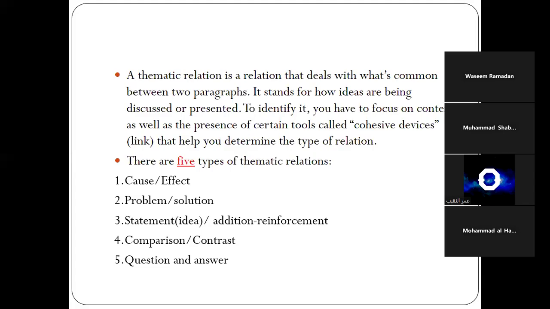Compare contrast. It happens when a certain paragraph is talking about similarities, and then the other one starts with a tool of contrast, however, on the other hand, and then he goes to the other side. Question answer comes when a certain paragraph ends with a question and the second one starts the answer. Fine? Is everything clear so far?